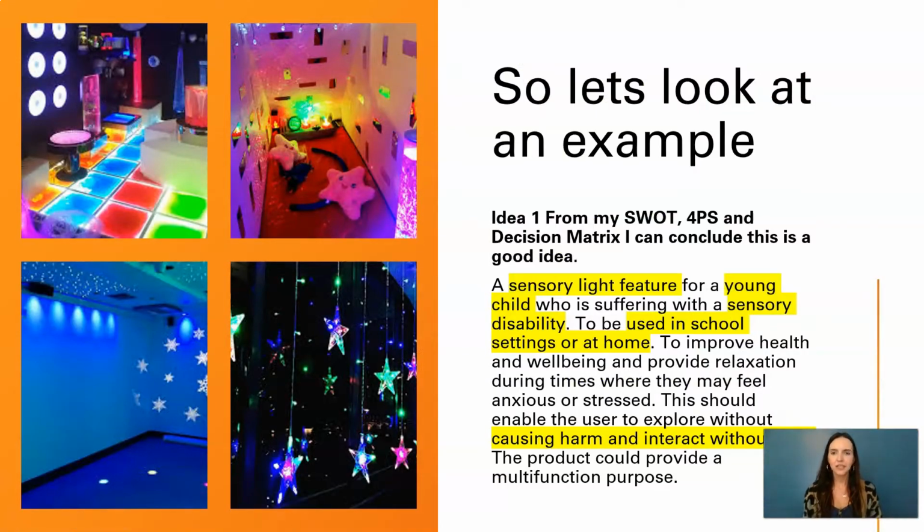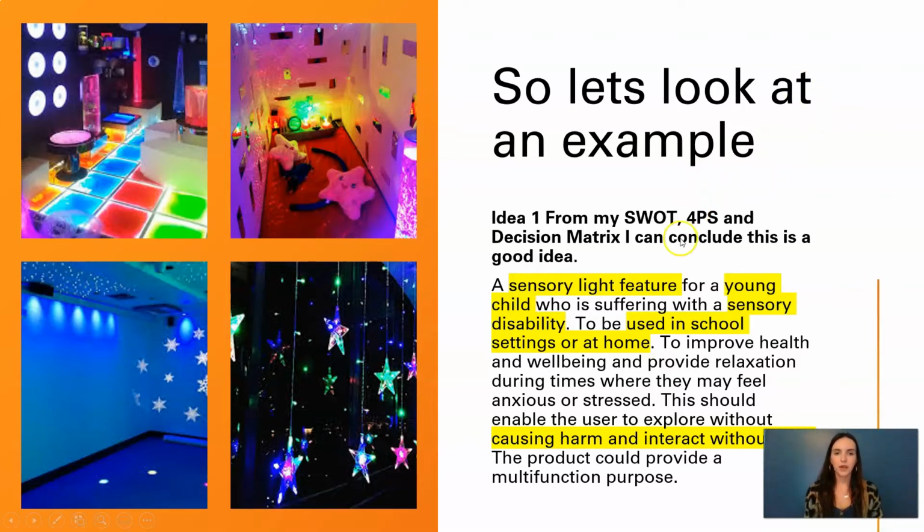So let's look at an example. From my SWOT analysis, my 4Ps and decision matrix, I can conclude that this is a good idea. So this is where all of you should be. You've brainstormed your ideas, you've analysed the context using the 3-2-1 method to generate a variety of ideas, you've come up with some initial working briefs, and then you've conducted your SWOT and your 4Ps and your decision matrix to decide which one will be the best one moving forward.